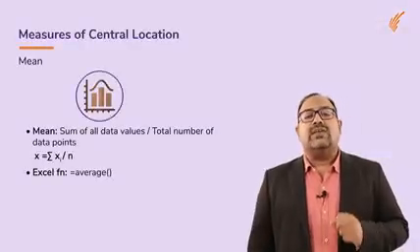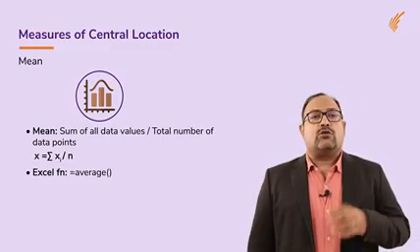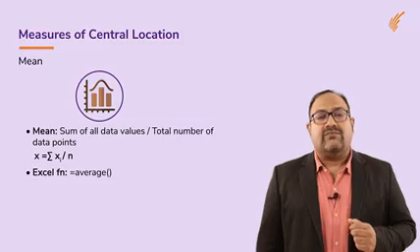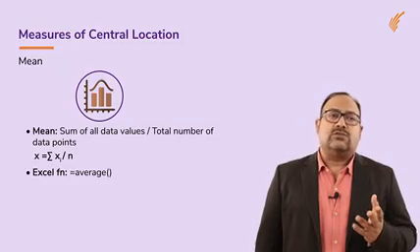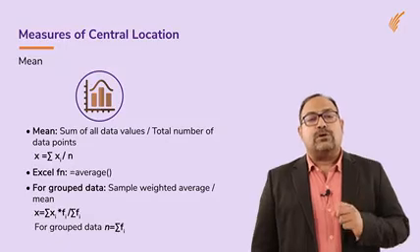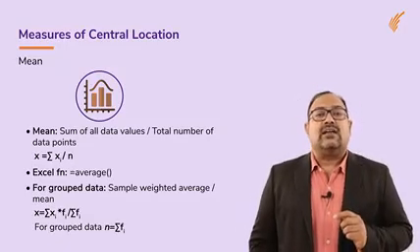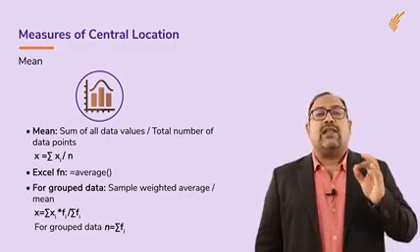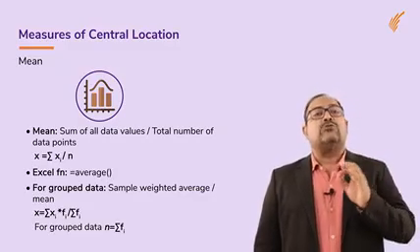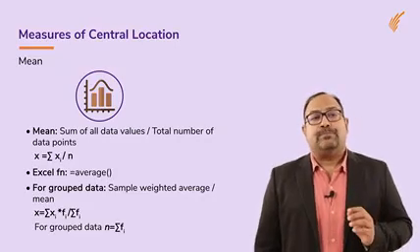Now, when it comes to mean, you look at raw data or grouped data. For raw data, the sum of all the values divided by the total number of values is your mean. But when it is grouped, then it is actually the frequency that gets multiplied with the repeated value. So let's consider that value as x. Then x into the frequency divided by the total frequency, which is equal to n.